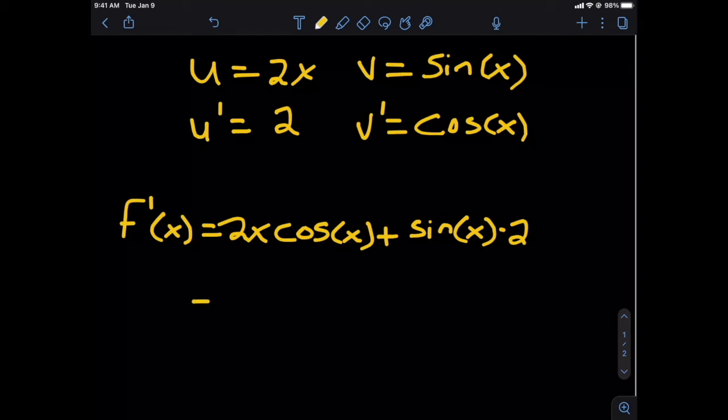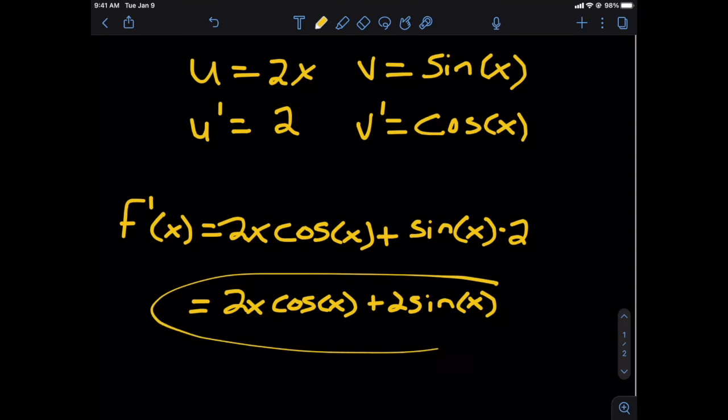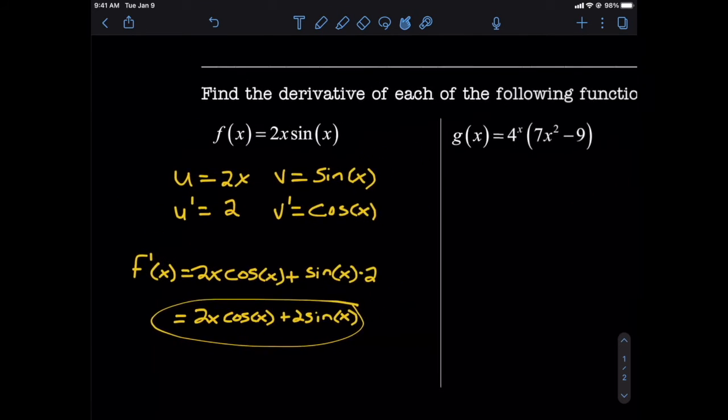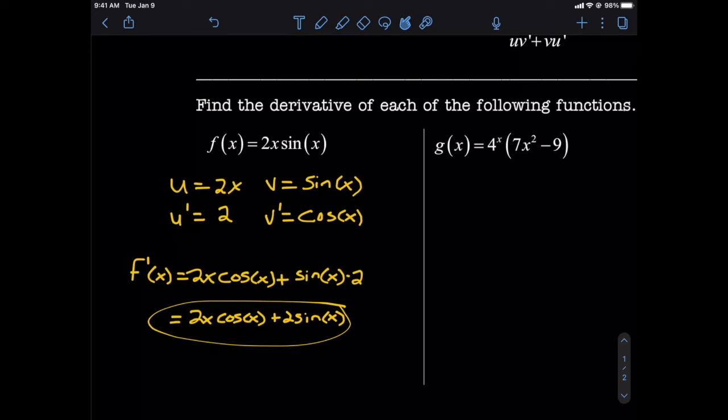If we can, it's good to simplify. There's not much we can do here, so we will write 2x cosine of x, and then we'll just bring the 2 in front of sine. Therefore, f prime of x is equal to 2x cosine of x plus 2 sine of x. Very different from what we originally thought it was going to be.